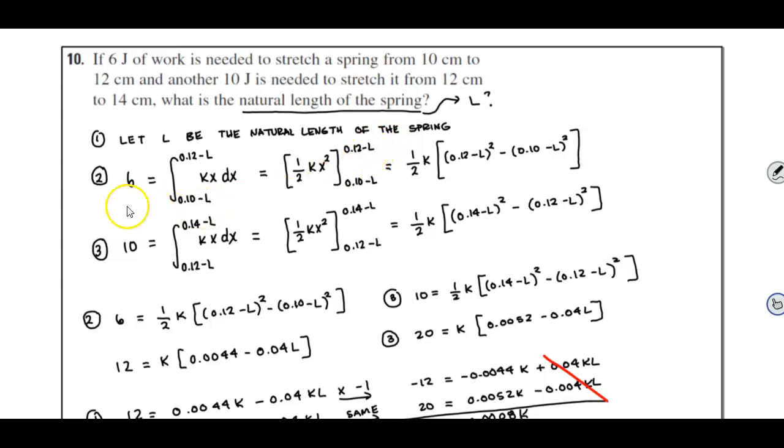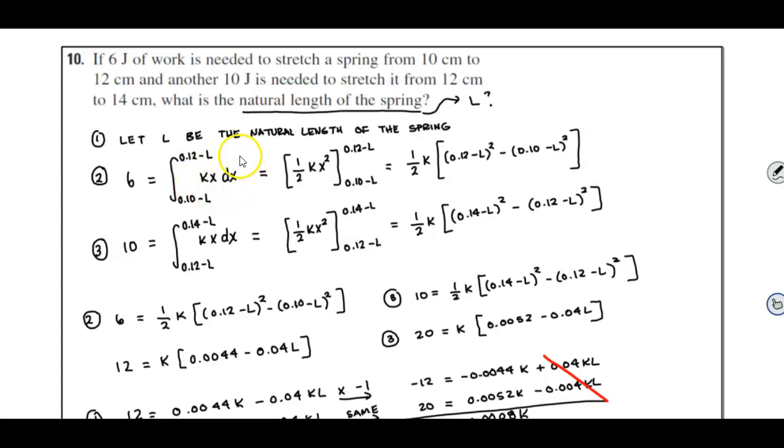In step 2, we have our function. We know that 6 joules of work is needed to stretch the spring from 10 centimeters to 12 centimeters. So we know that this integral is going to equal 6 joules. The function is kx because we're going to need to solve for k. But now our upper and lower limits: we have our lower limit as 0.10 minus L, since we don't know what the natural length of the spring is. And our upper limit is 0.12 minus L.